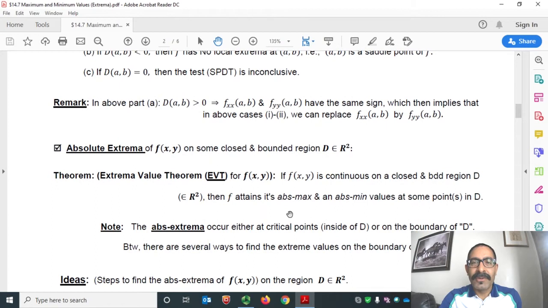Next, let's talk about absolute extrema of f of x, y on some closed and bounded region D in R2.